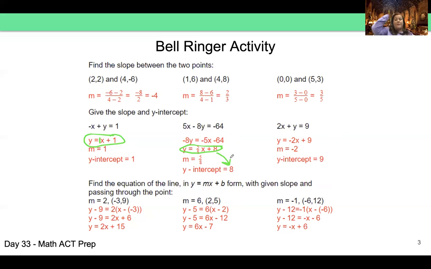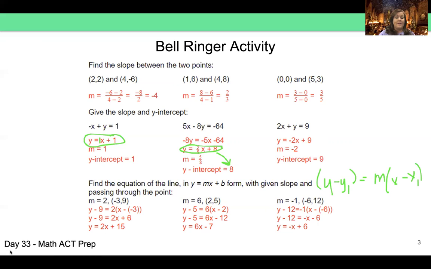Now, finding the equation of a line in y equals mx plus b form, this is the technical way to do it, which is going to be the equation y minus y1 is equal to m times x minus x1. Sorry, this pen is horrible.